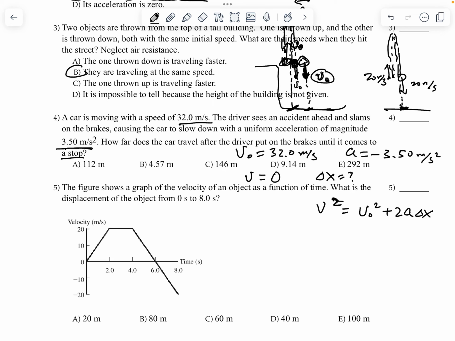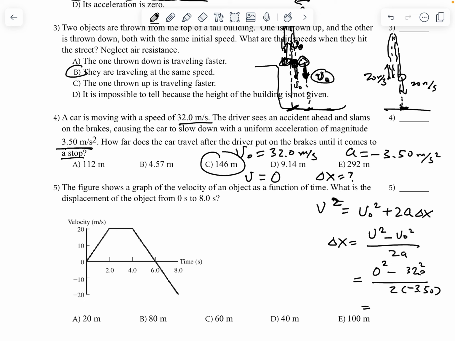So we can move things around, right? Delta x equals V squared minus V naught squared divided by 2a. Plug in 0 squared minus 32 squared, divided by 2 times the acceleration, negative 3.50. So you plug everything in, and what you get is the solution for number 4. It's negative 32 squared divided by negative 7. So C will be the answer.